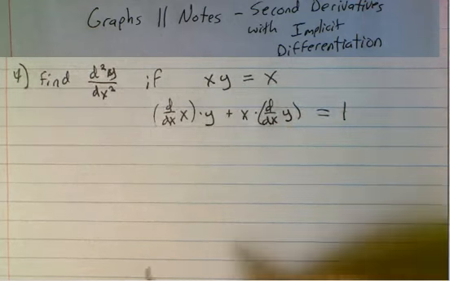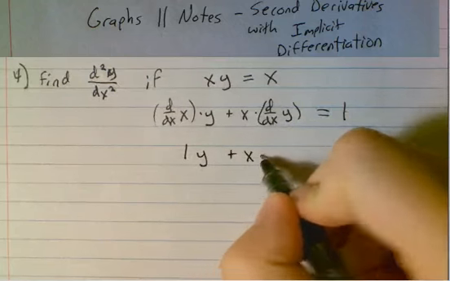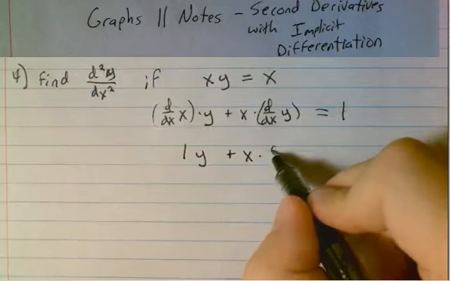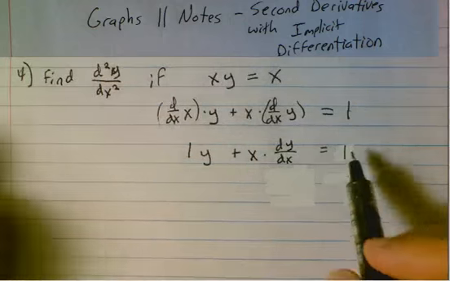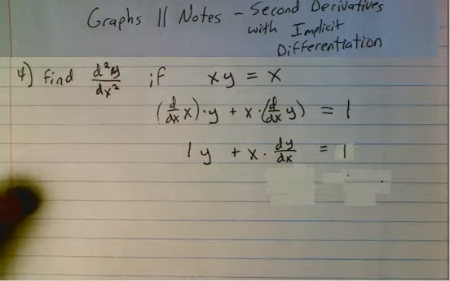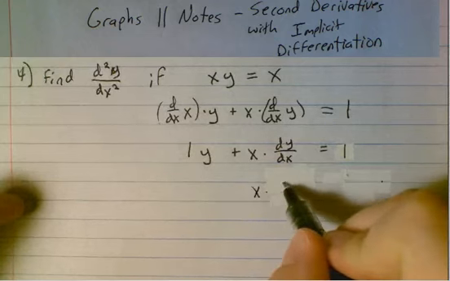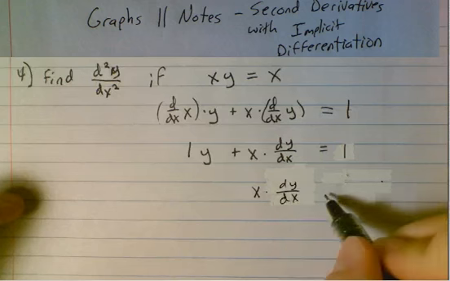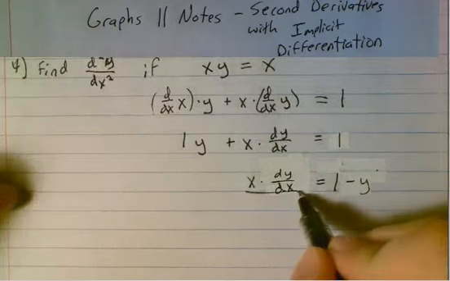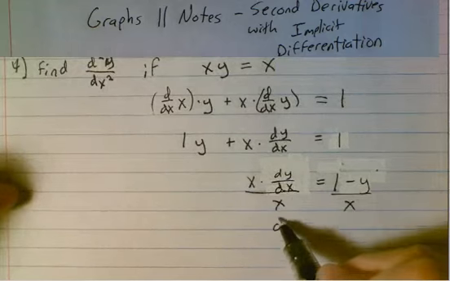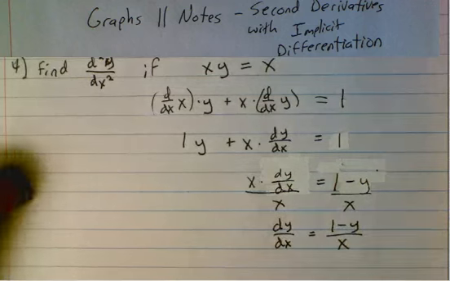So the derivative of x, like we just said, is just 1, so we have 1y plus x, and then the derivative of y with respect to x is what we're looking for, so it's just dy/dx equals 1. Let's subtract y from both sides now, so we've got x times dy/dx equals 1 minus y, right there, and then we divide both sides by x. We've got dy/dx equals (1 minus y) all over x.